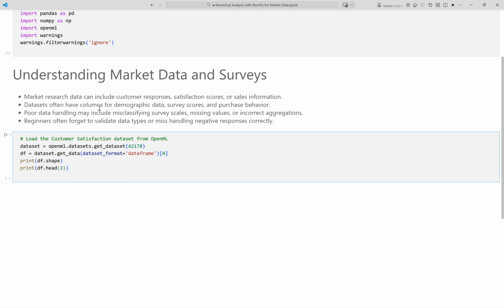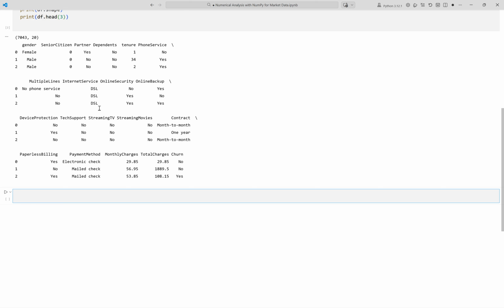Running the cell now. This output shows the customer satisfaction dataset with 7,043 rows and 20 columns, reflecting a sizable sample with rich demographic and service-related features. Notice key columns like churn, monthly charges, and contract, which are crucial for analyzing customer retention and satisfaction trends. This initial view confirms the data's structure and helps us understand the variables we'll work with, emphasizing the importance of validating dataset shape and content before deeper analysis.